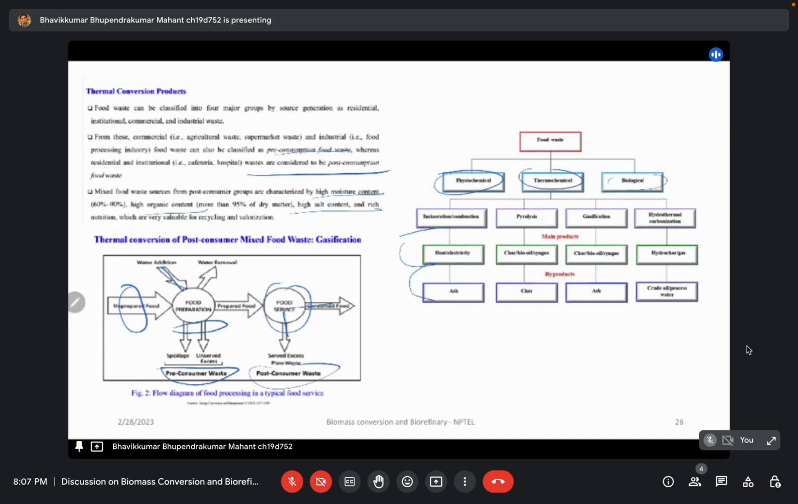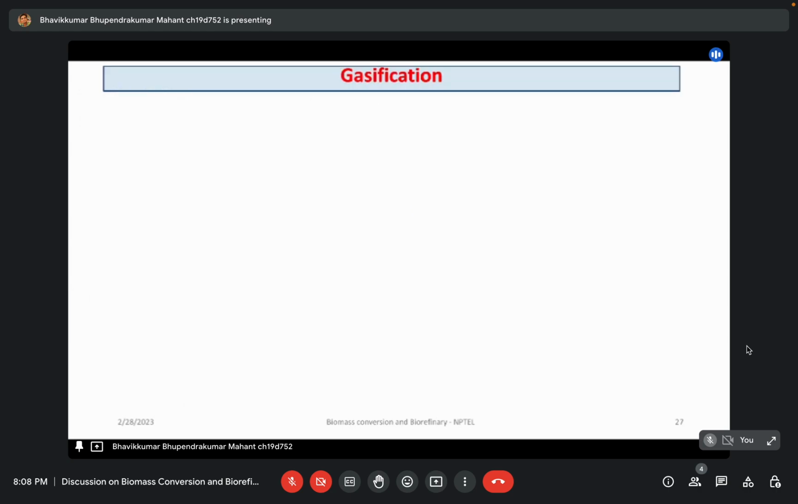We just saw all these things, but I just revise it. Pyrolysis, the main products are char, bio-oil, and syngas. Byproduct is charcoal. Gasification, the products are char, bio-oil, and syngas, and the byproduct is ash. Hydrothermal carbonization, hydrothermal liquefaction, many processes are there. You will get the hydrochar, and the byproducts are the crude oil and processed water. So that's why food waste, and also MSW, is much more important.